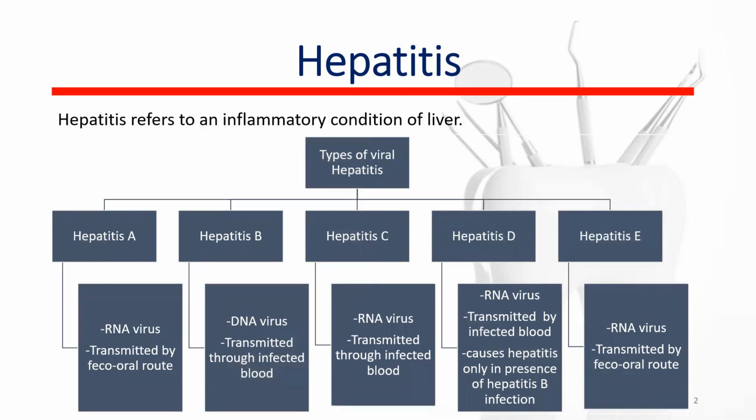There are a total of 5 types of hepatitis: hepatitis A, B, C, D, and E, of which only hepatitis B is caused by DNA virus. The rest, that is hepatitis A, C, D, and E, are caused by RNA virus. Hepatitis A and E are transmitted by the fecal-oral route, whereas B, C, and D are transmitted through infected blood.